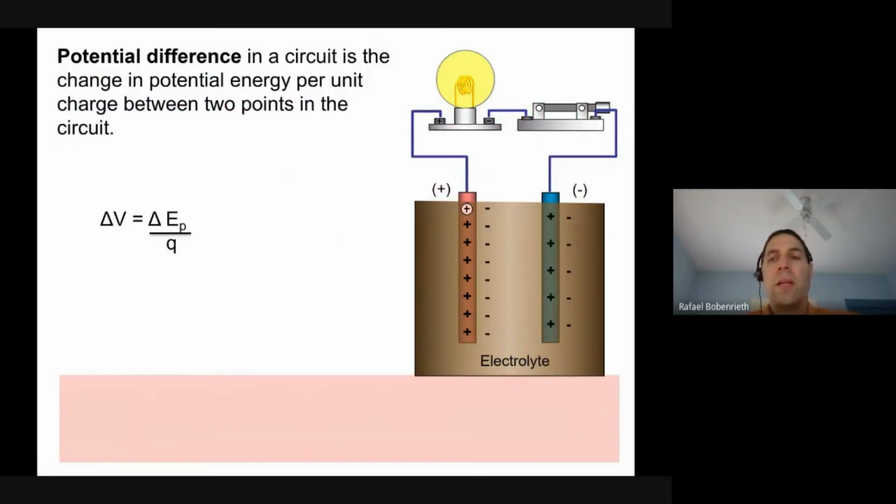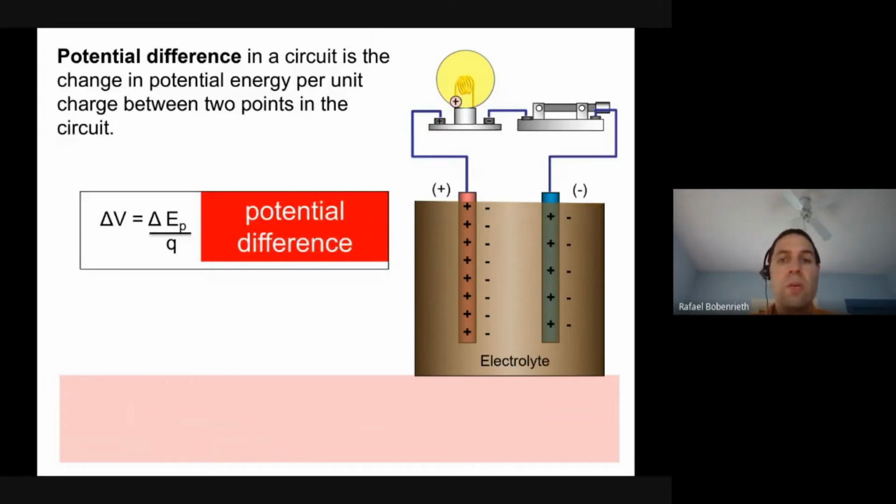So, how does this manifest itself in a battery? Well, in a battery, or in a circuit, the potential difference is the potential energy per unit charge between two points in the circuit. So in other words, there's that equation again: electric potential difference is electric potential energy difference divided by unit charge. And this potential difference is what we commonly call voltage.